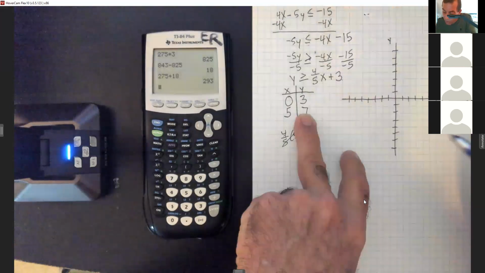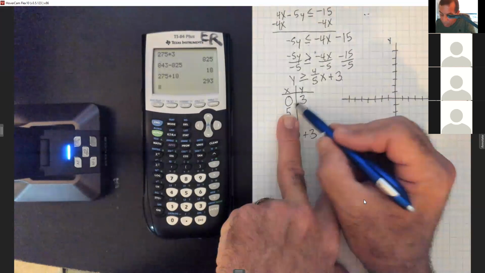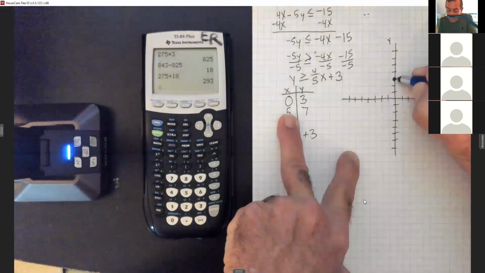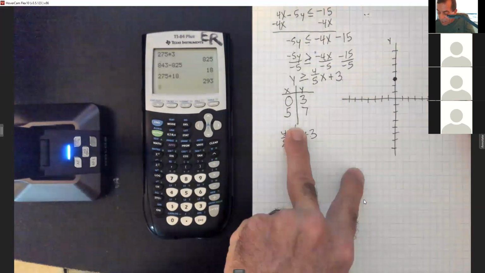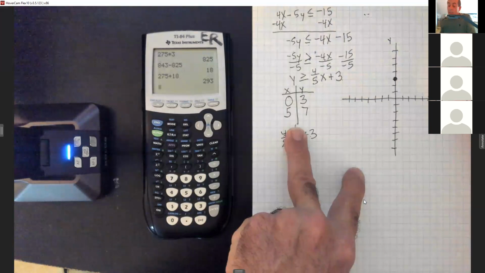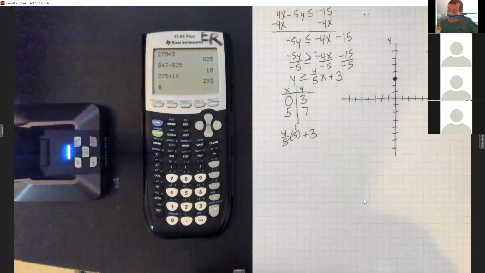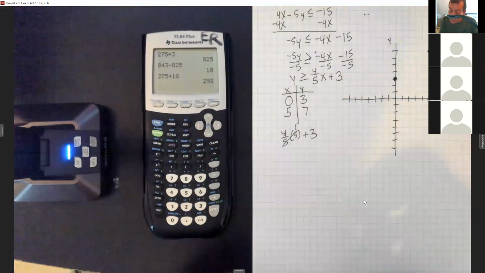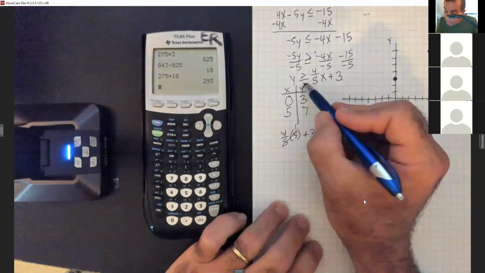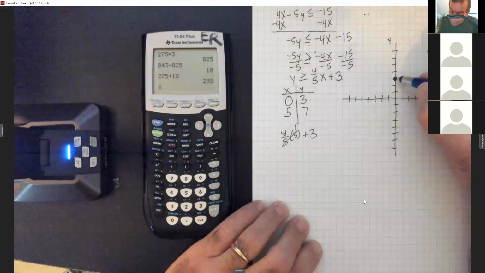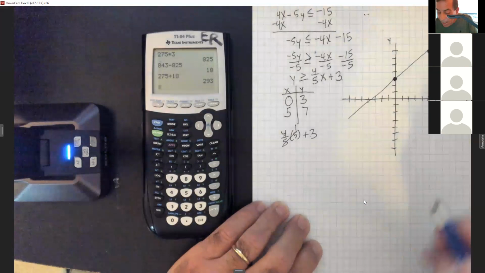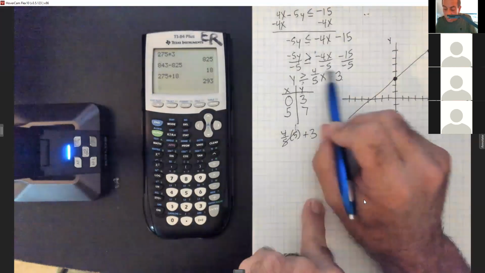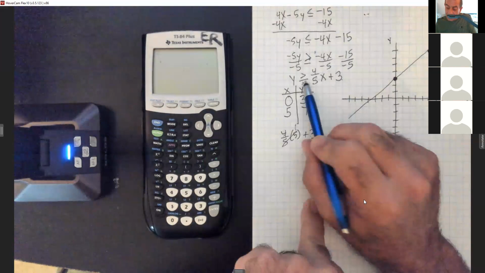So I got 0, 3. So starting at 0, go up 3. And then I got 5, 7. So going right to 5, and then up 7. So I know where my line is. I've got to figure now, do I want a solid line or dotted? Since I've got equals, this has to be a solid line. And since it is greater than, always look to your solved equation. Since it's greater than, I would shade it above.